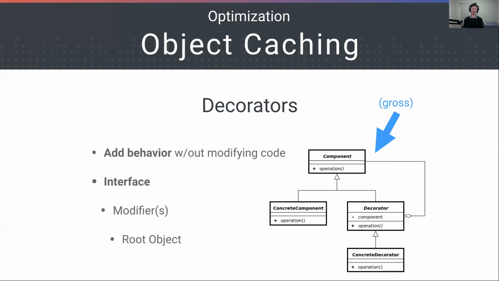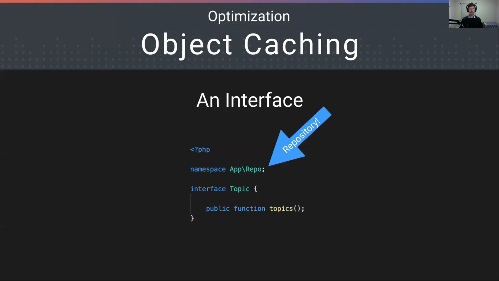And you can add modifiers and remove modifiers as needed. It's very similar to middleware, but not exactly. So you have an interface. The interface is our guarantee that both our decorators and our concrete component have the same method calls available to them. Then you can add decorators to modify stuff, and at the very center, the very end of this chain, the root of this nested stuff, we have our root object, the concrete component. So let's see what that looks like. I'm going to make a repository in the namespace app repo, and I have an interface called topic, which just guarantees that I have a public function topics.